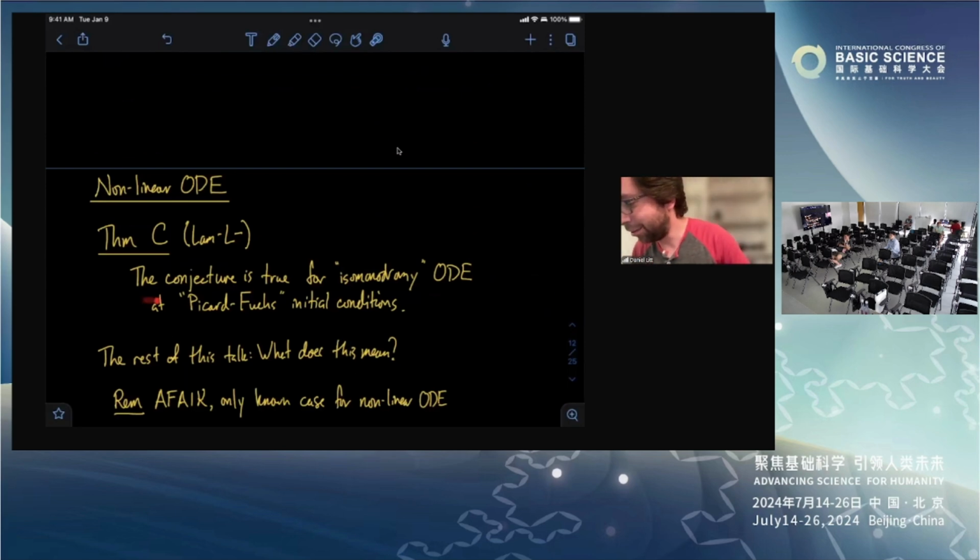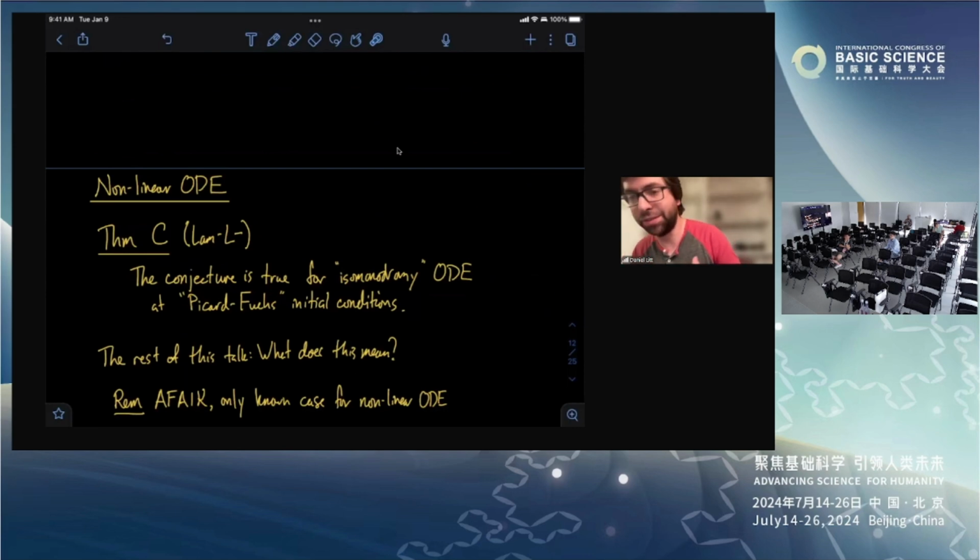Okay, so theorem C, and by the way, just like everything else in this talk, it's joint work with Josh Lamb, is that the conjecture is true for "isomonodromy ODE" and "Picard-Fuchs initial conditions." I'm going to explain. I put these things in quotes because they need explanation. I told you there was some theorem which is true for Gauss-Manin connections or Picard-Fuchs equations at cycle class initial conditions. Here you should think of isomonodromy as the non-abelian analog of a Gauss-Manin connection, and Picard-Fuchs initial conditions as the non-abelian analog of being a cycle class.